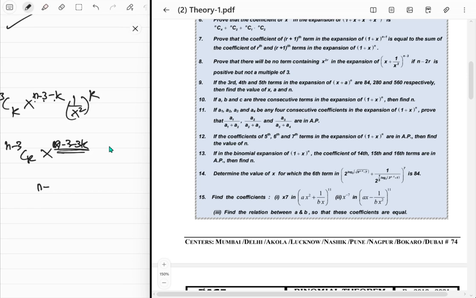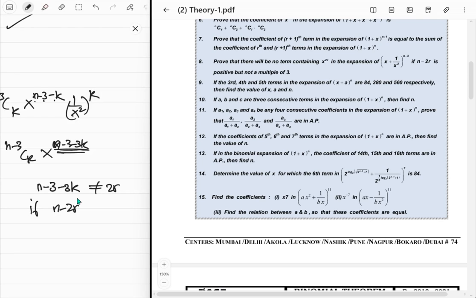So n minus 3 minus 3k cannot be equal to 2r if n minus 2r is not a multiple of 3. So it's positive but not a multiple of 3. N minus 2r should not be equal to 3 plus 3k. That's what you're saying. If this was somehow equal to 2r, then you would have n minus 2r being equal to 3 plus 3k, right?